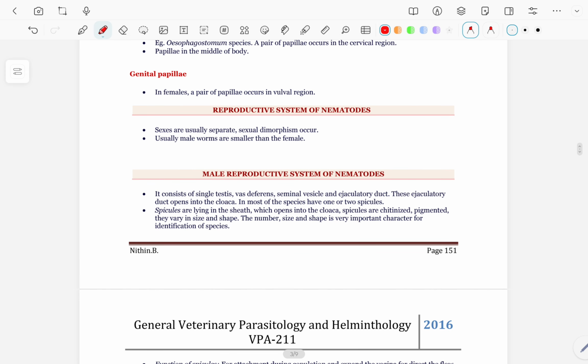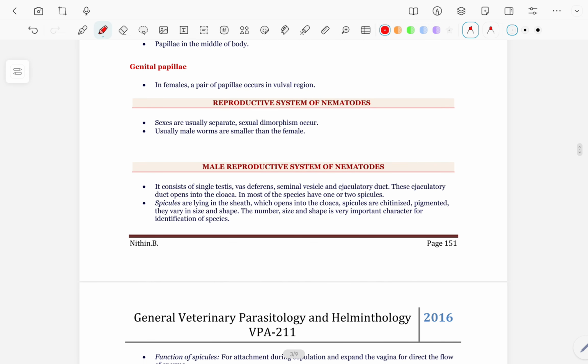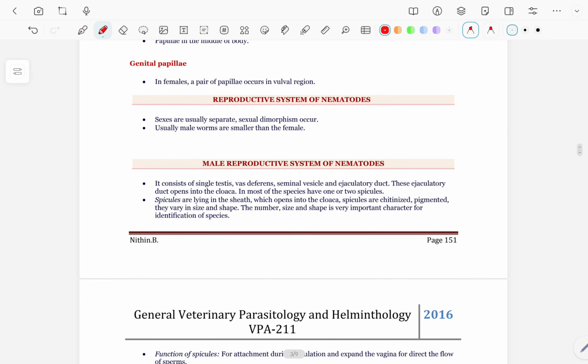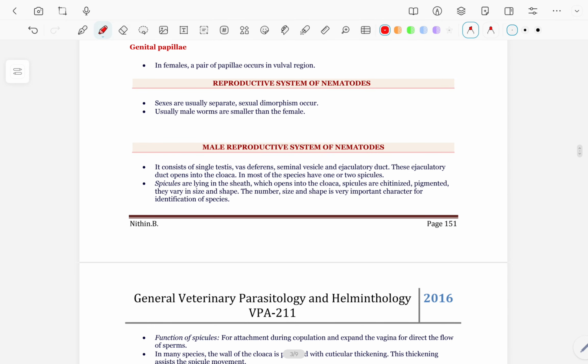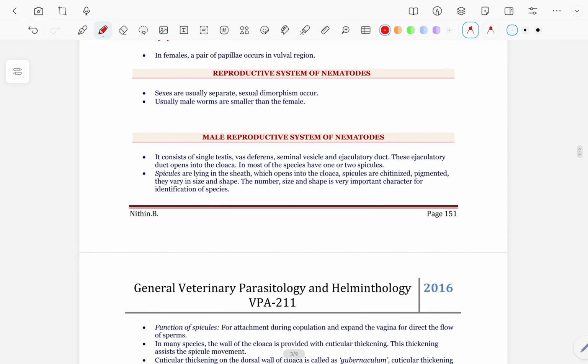Reproductive system of nematodes. Sexes are usually separate. Sexual dimorphism occurs. Usually male worms are smaller than the female.